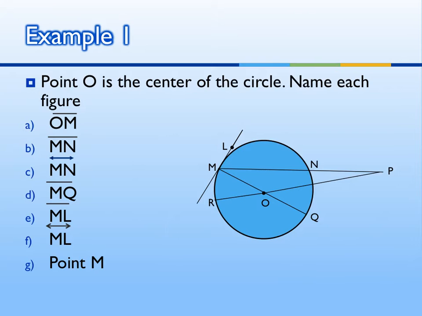All right, so this is all just vocab based. Point O is the center of the circle. Name each figure, so give them their name. First one's OM. What would segment ML be called? That's still a tangent, because it only hits the circle once. So OM is what? Radius. OM is a radius. Okay, MN. Chord.